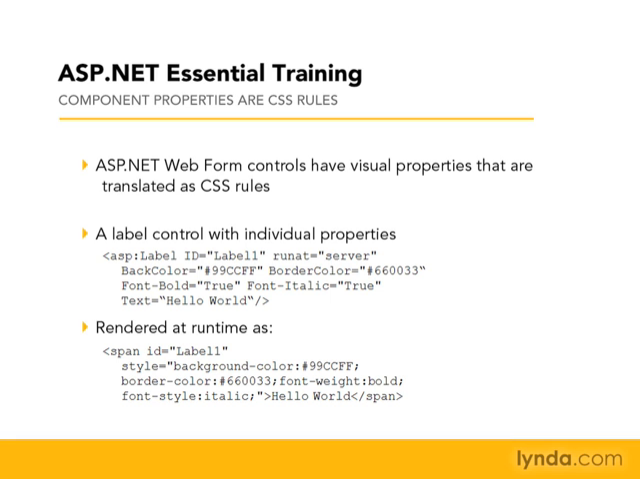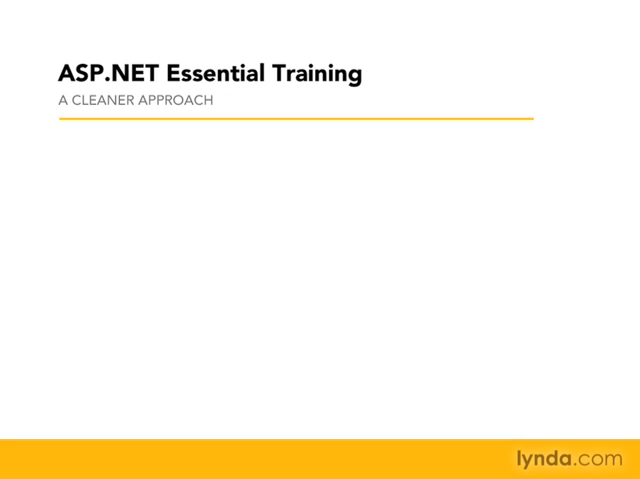As you see here, each of the properties that I applied to my label control is translated into a part of the style setting in the span tag. So this will work. But the problem with this approach is that if you have a number of labels that you all want to look the same, you're going to have to apply the label properties many times. So here's an alternative approach.